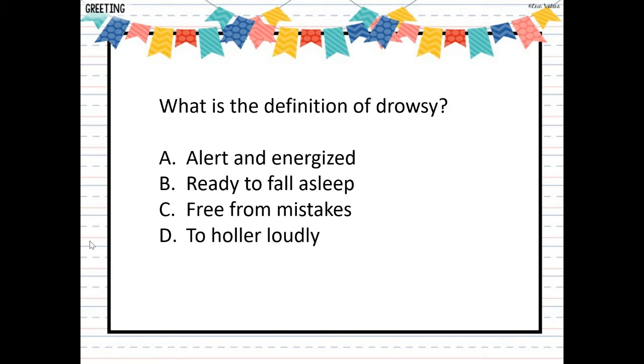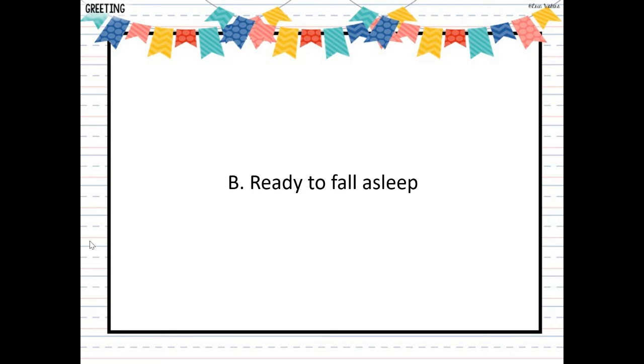What is the definition of drowsy? Drowsy was one of our words last week. Is it alert and energized, ready to fall asleep, free from mistakes, or to holler loudly? What does it mean if someone is drowsy? The definition is ready to fall asleep. Remember, drowsy is right when you're getting tired. Sometimes medicine makes you drowsy, or if you got up too early, you might be drowsy. You're ready to fall asleep.